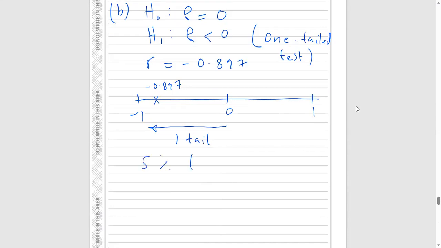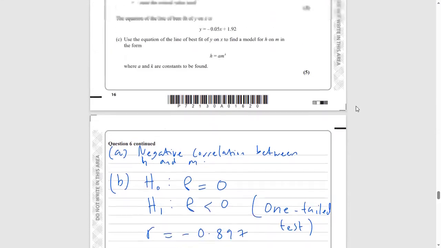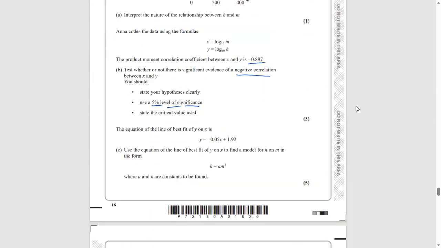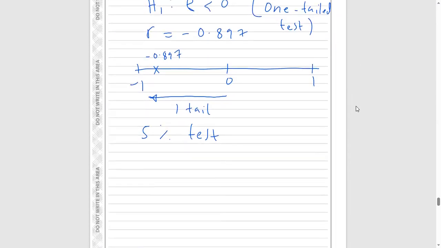So what we need to do now is go to our statistics tables, the stat tables that you get in the exam, and find out what the critical value is.